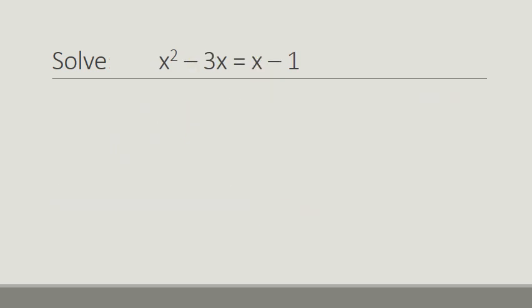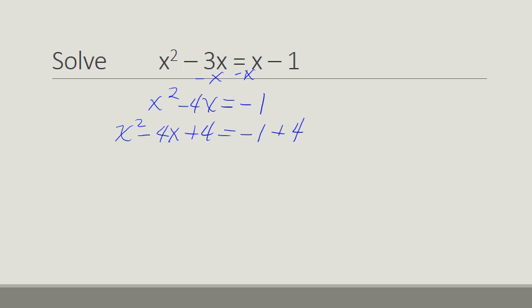Got two more examples. In this case, I've got to add x to both sides, or subtract x from both sides. And I get x squared minus 4x equals negative 1. Okay. If I take half of negative 4, it's negative 2, and negative 2 squared is 4. And I got to add 4 to both sides. This will factor to x, because it's minus 4 in here, it's going to be x minus 2 squared equals 3.